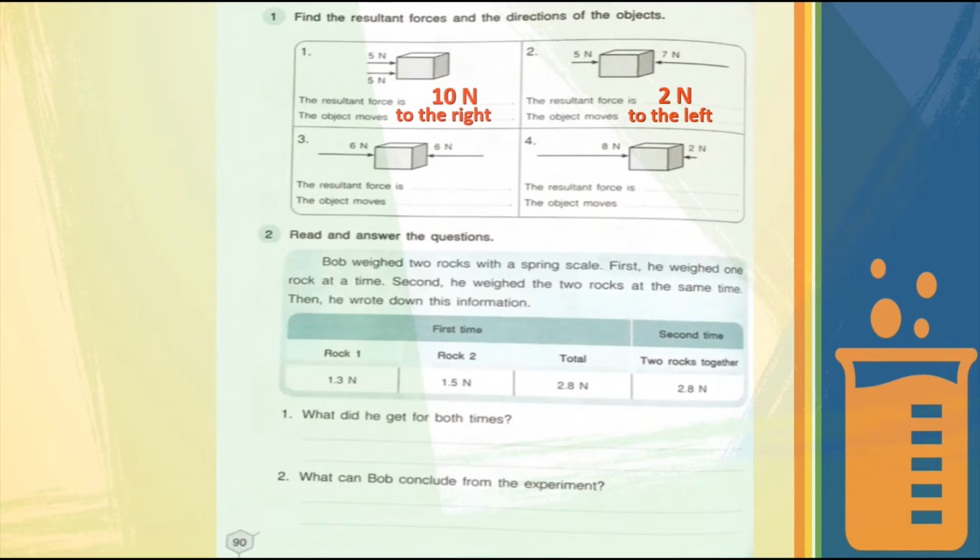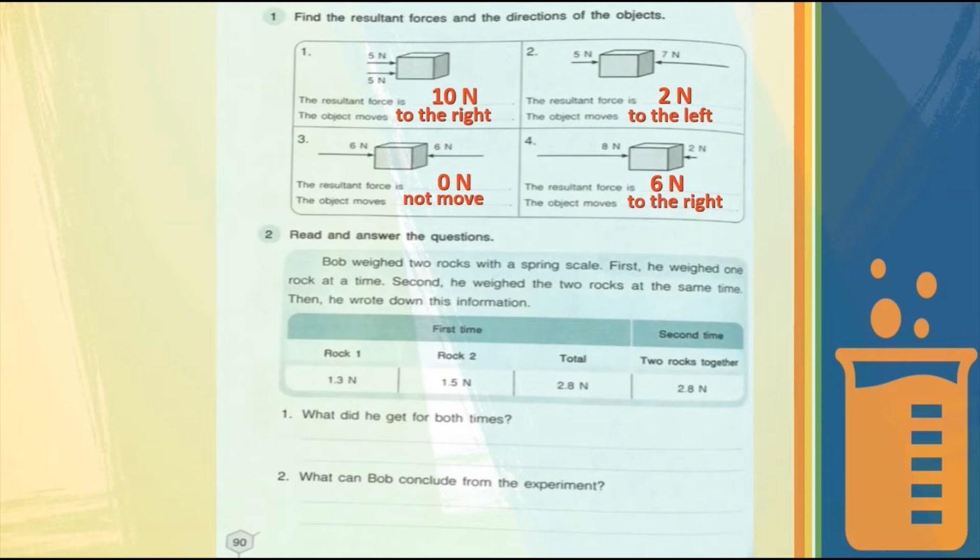Number 3, we can see here that there are balanced forces, 6 Newton to the left, 6 Newton to the right. What will be the resultant force? The resultant force is 0 Newton. Therefore, the object will not move, because the object will not move if there are balanced forces applied on each side. Alright, now let's go to number 4. What is the resultant force here? 8 Newton going to the right and 2 Newton going to the left. The resultant force will be 6 Newton and the object will move to the right.